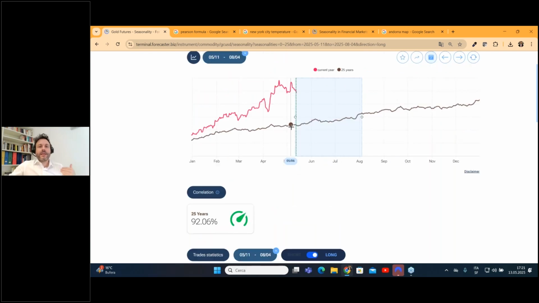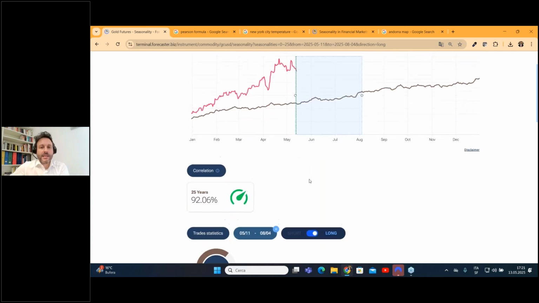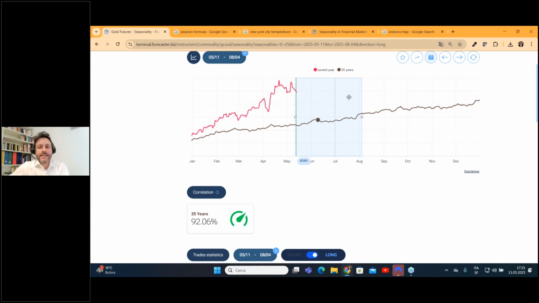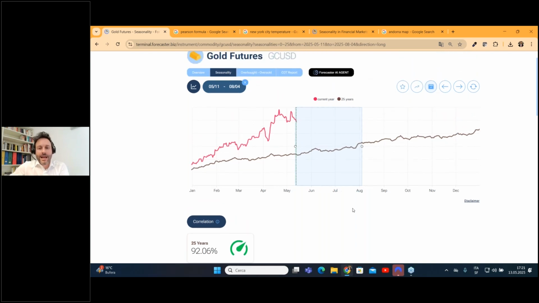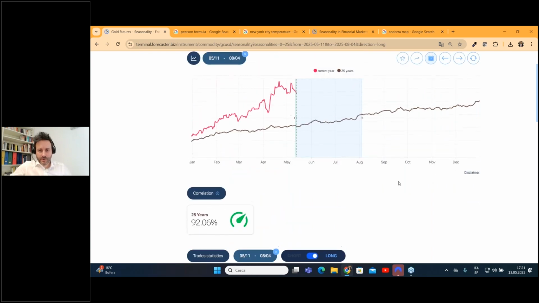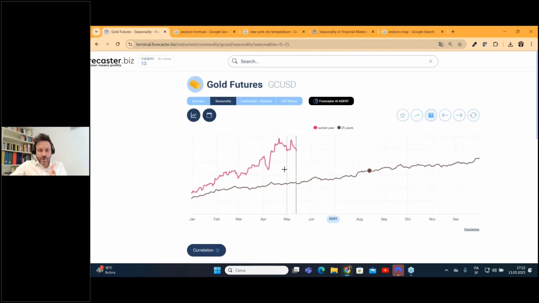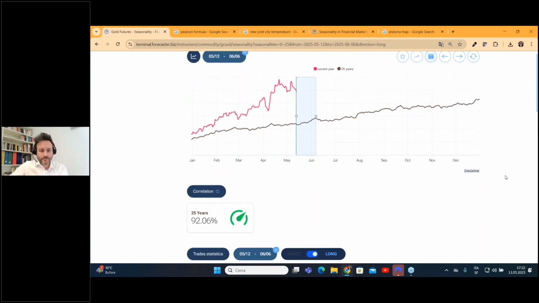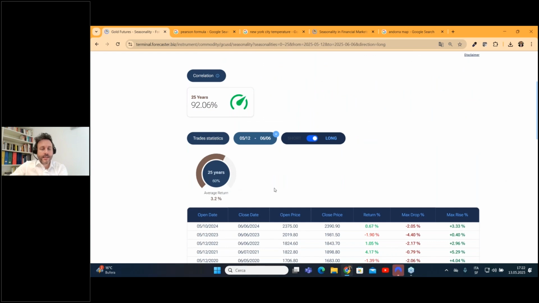So I know that if this correlation continues to stay so high, it means that the prices will probably move as they did in the last 25 years. So for example, watching this chart, I can see a very high correlation. So I can definitely highlight, for example, this period on the chart, but we can also do it here, look, on this chart, I can see there is a bullish trend. And I can go and see the statistics.